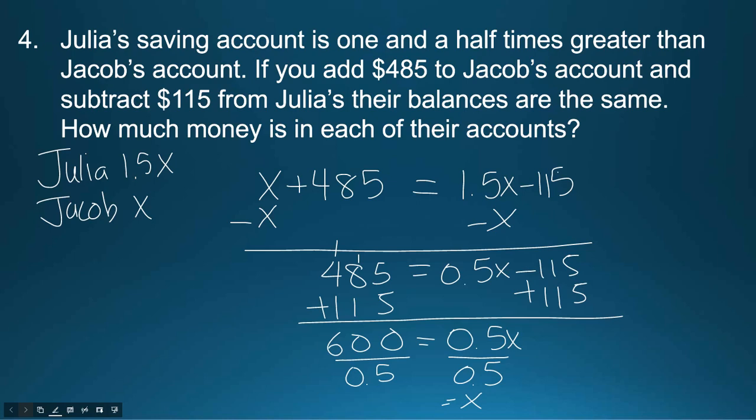Think of it this way. There are 2 sets of 50 cents in $1. So $1 divided by 50 cents is 2. $2 divided by 50 cents is 4. It doubles the answer, which means 600 divided by a half is 1,200. So Jacob has $1,200.